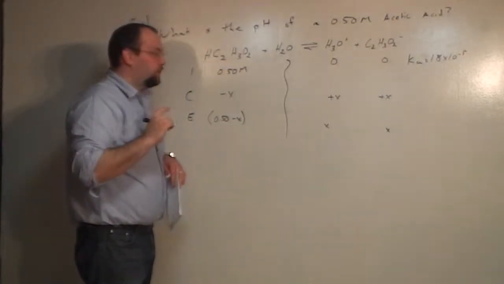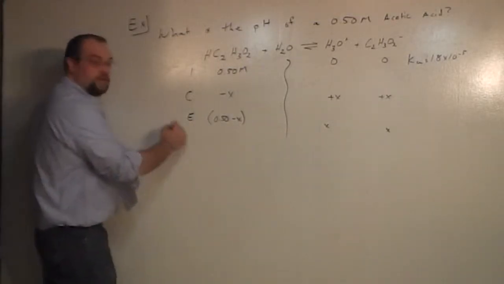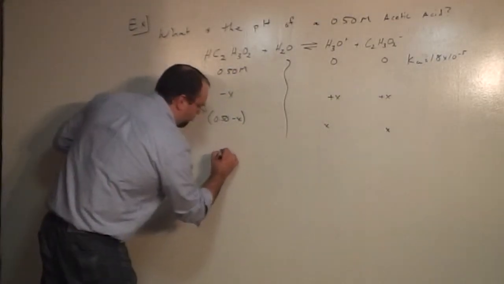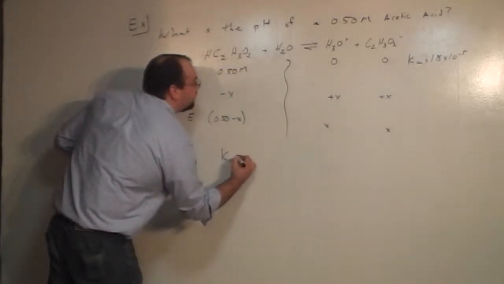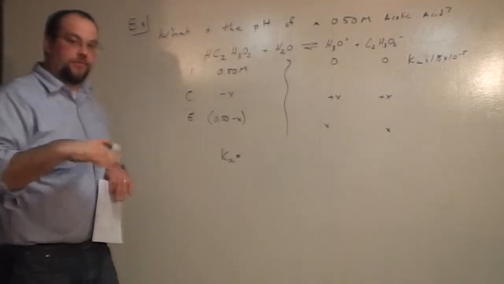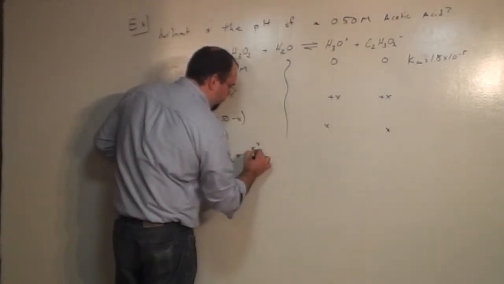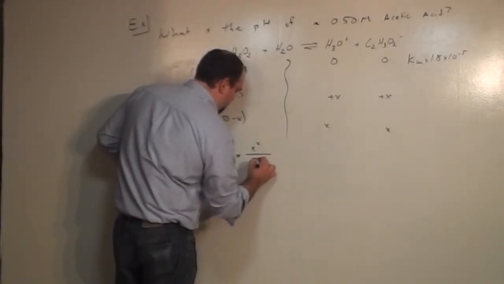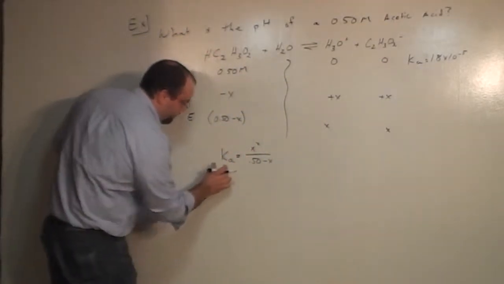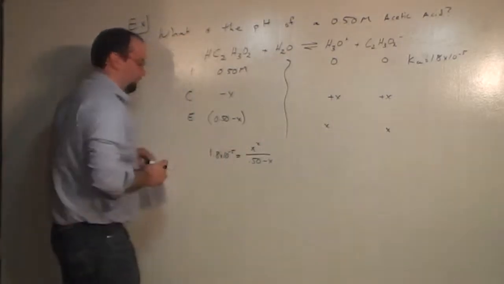Okay. So now I'm going to jump over here, and I'm going to plug this into my Ka. Actually, how far down can I go? I can go down about that far. Perfect. Okay, so Ka is my products over my reactants. Pop over pour. So it's going to be x squared over 0.50 minus x. All right, I know my Ka value is 1.8 times 10 to the negative 5, so I'm just going to plug that in for Ka: 1.8 times 10 to the negative fifth.